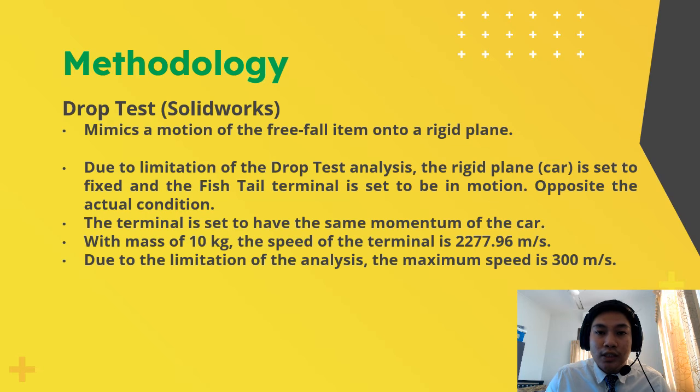So it is opposite in the actual condition where supposedly the terminal is fixed and the car is the one moving. So the terminal is set to have the same momentum as the car. So it also creates the same forces. So with the mass of 10 kg, the speed of the terminal is 2,277.96 meter per second. Because of limitation of the drop test analysis, the maximum speed needed to be reduced to 300 meter per second.